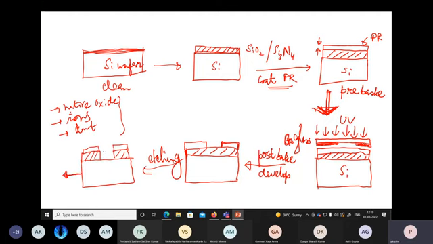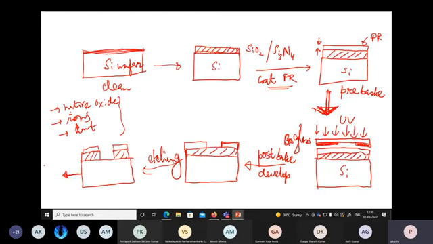Anyway, you need to remove this masking layer from here, and then you strip off your photoresist, and you end up with this structure. Then you have a window where you can make your device. You can epitaxially grow some layer, or you can dope this portion, because this portion is now open for further processing. So this is basically the photolithography process steps.